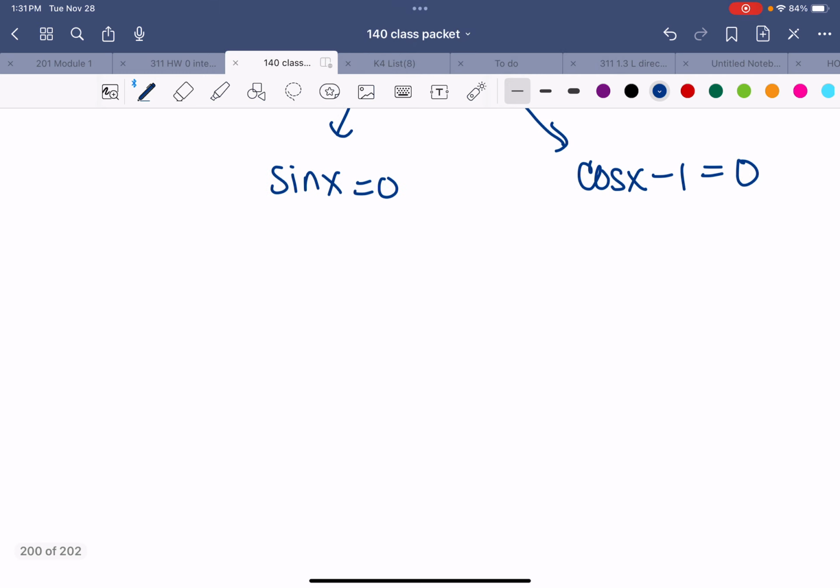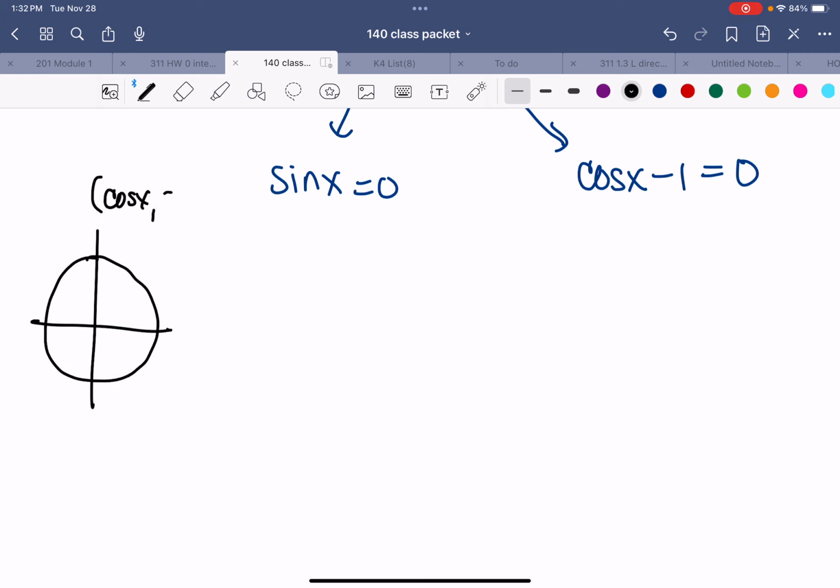That's going to be on my corners, right? So we're working with cosine x is the first coordinate, sine x is the second coordinate on your unit circle. And so I'm looking for when the second coordinate is equal to 0. So when my height is 0, so that's those 2 points. So that's when x equals 0 and x equals pi.